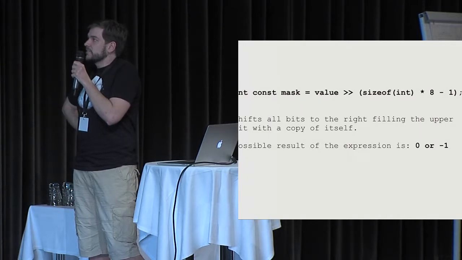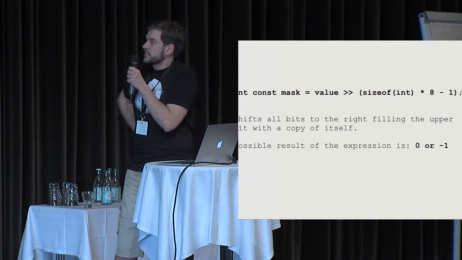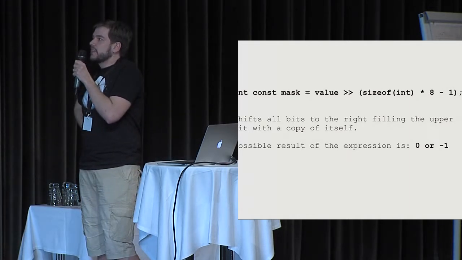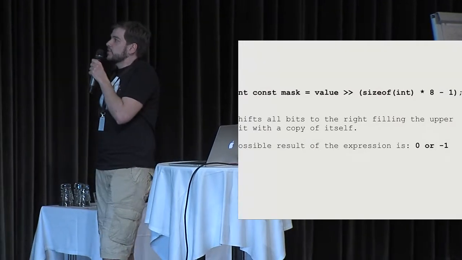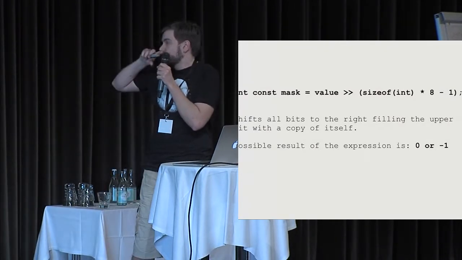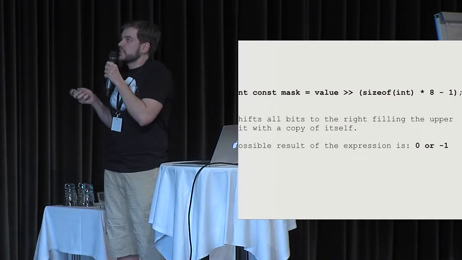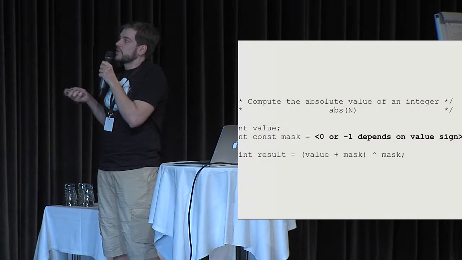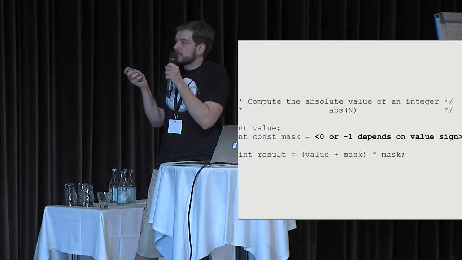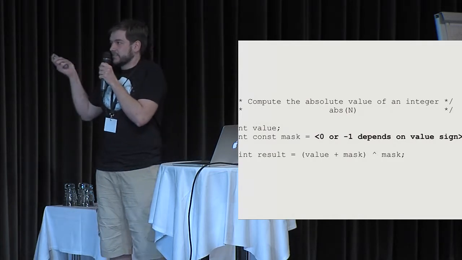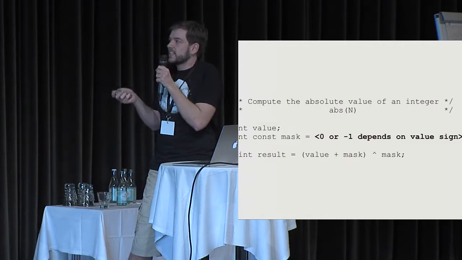So the second line of the complex bitwise program is pretty much shifting all bits of the value to the right, so that at the end you get either 0 if your value was positive, or -1 if your value was a negative number. So this line evaluates to 0 or -1, depending on the value. And now the actual heavy lifting of the program is being done in the last line.